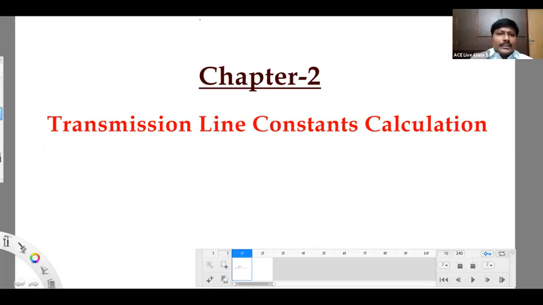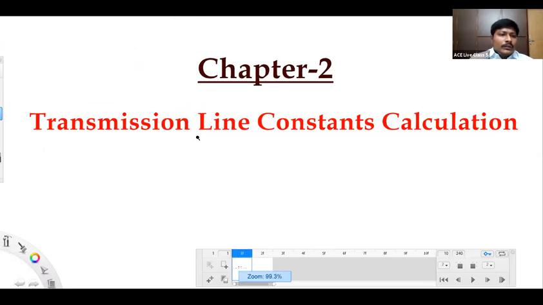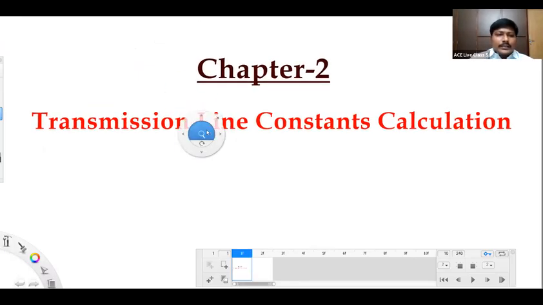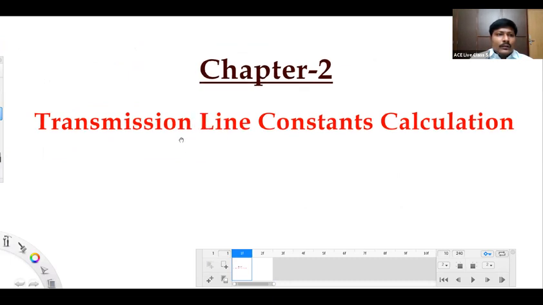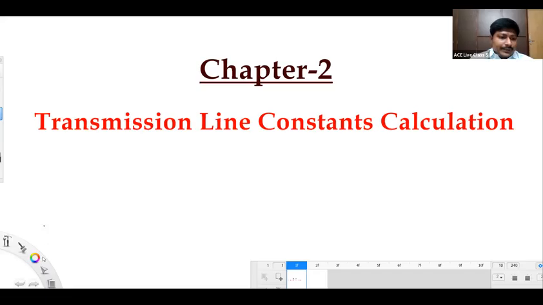So this is our next chapter, transmission line constants calculation. Particularly, we will be concentrating on RLC parameters. Moreover, I can say positive sequence RLC parameters. The positive sequence RLC parameters calculation is what we are going to concentrate on.